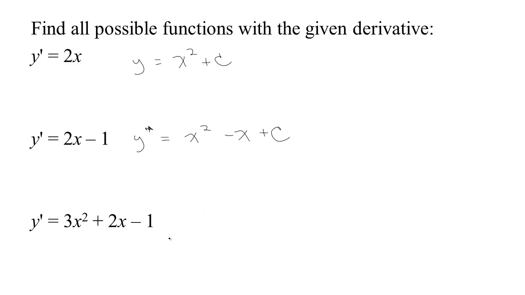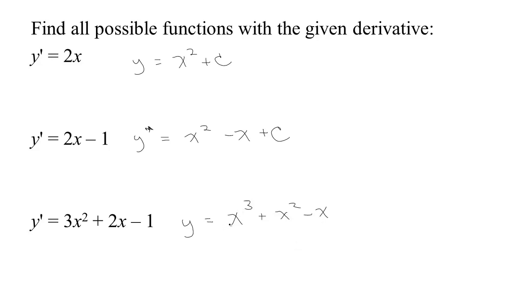Okay, now let's see. What about this one? Well, what would have a derivative that's 3x squared? X cubed has a derivative that's 3x squared. And we've seen above here that 2x minus 1, you could get that from x squared minus x.